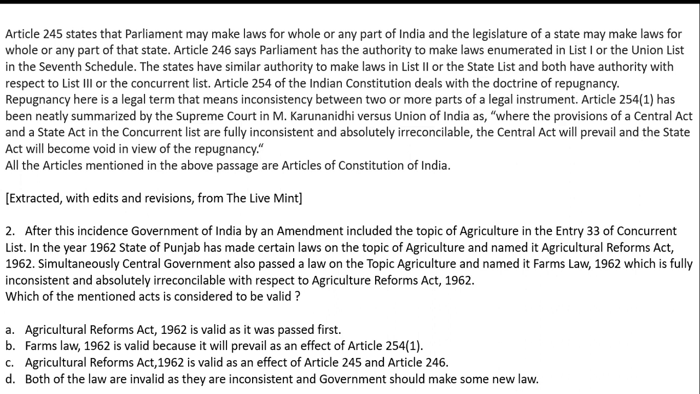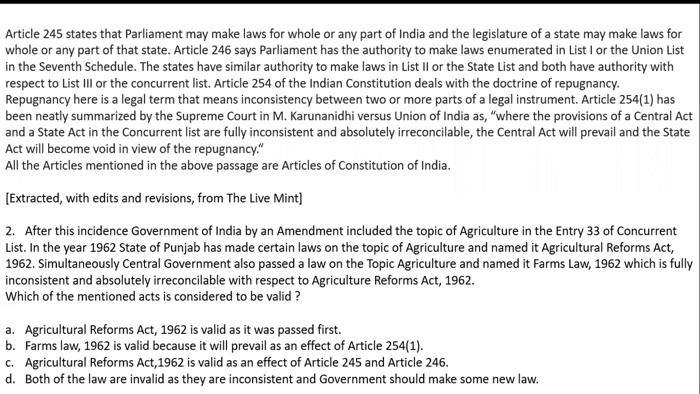The names are different, but the laws are fully inconsistent and absolutely irreconcilable with respect to the Agricultural Reforms Act 1962, which is passed by the state of Punjab. So the question asks which of the mentioned acts is considered to be valid. The answers which you all have given are B and C, so I think there's a confusion between B and C. So let's check starting from the A option itself. A option suggests that the Agricultural Reforms Act 1962 is valid as it was passed first. It's completely redundant. It doesn't matter which law is passed first. No, this is wrong. So coming to option B.